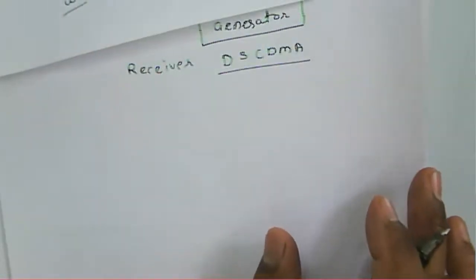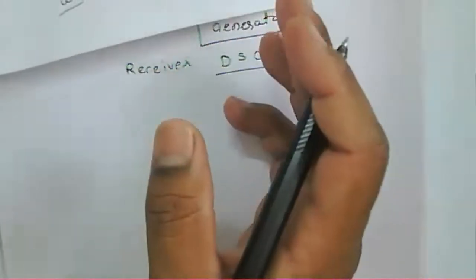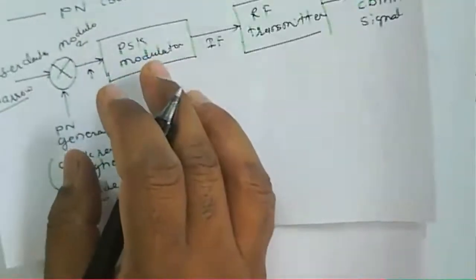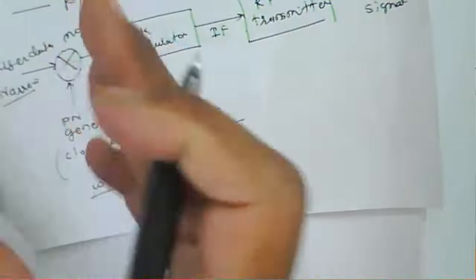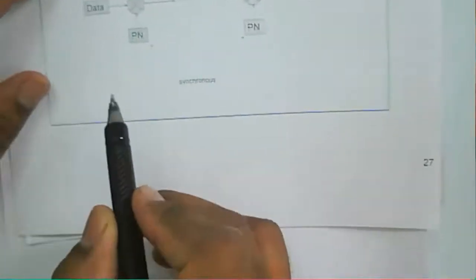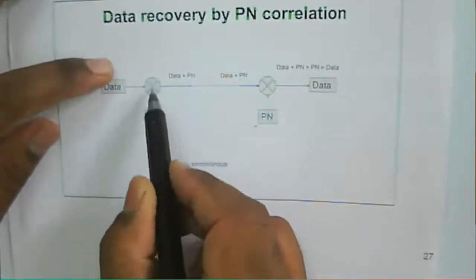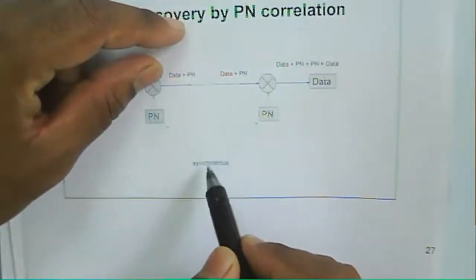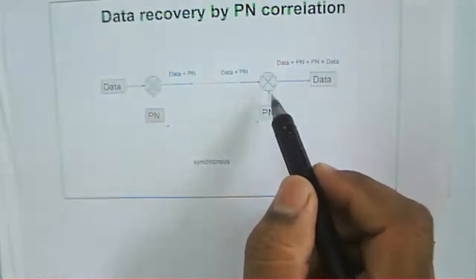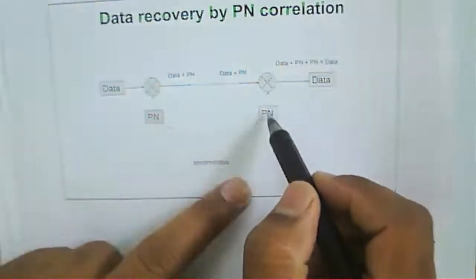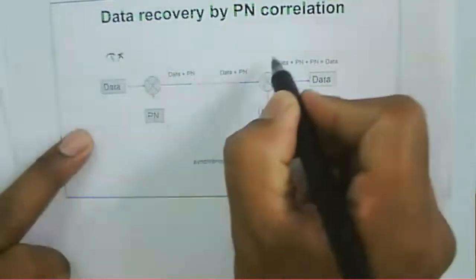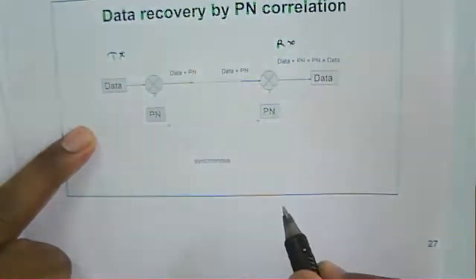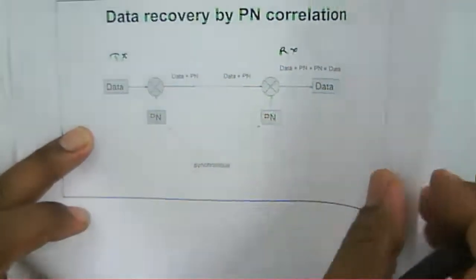Now we'll continue the discussion on how the PN code is generated, and how the data sequence and PN sequence are combined. We have the data, then a PN sequence generator, then data plus PN, which is transmitted. This is synchronous. At the receiver, we have data plus PN as input. This part is the transmitter and this part is the receiver, so we get the data back. That is data recovery.